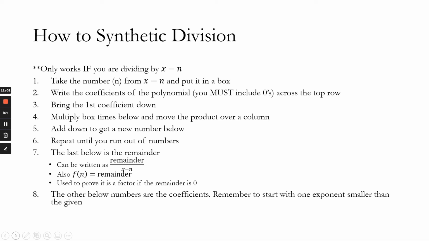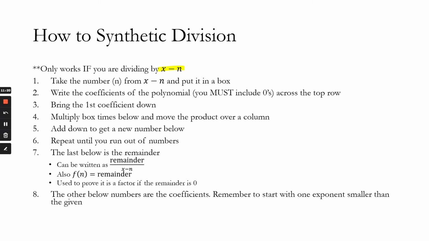Now, one thing to really pay attention to, this only works when we're dividing by x minus n. So if you look back at our example 1 from the top, we could not use synthetic division because we were dividing by x squared plus 3x plus 1.